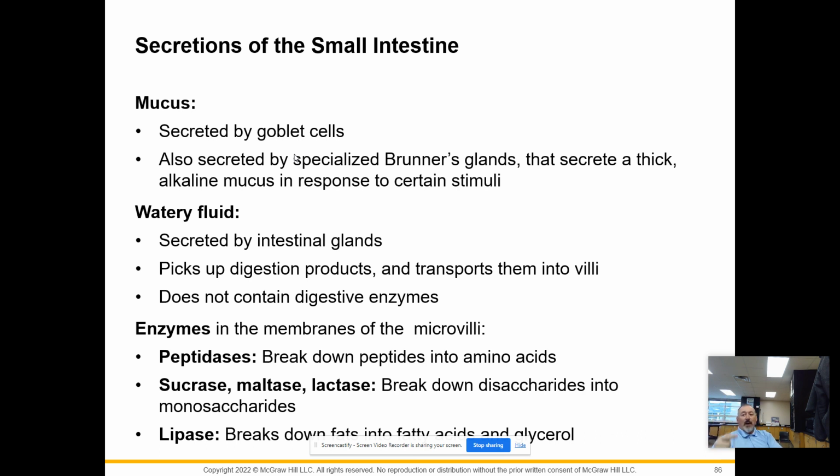Now that you have the amino acids, you can actually absorb those into your bloodstream and use them. Maybe store them in your liver to go through deamination or the production of urea or whatever it may be. But we have the peptidases that are breaking down those final polypeptides into amino acids. Other things are doing their final digestive process.